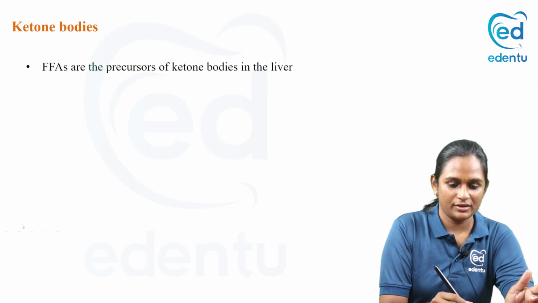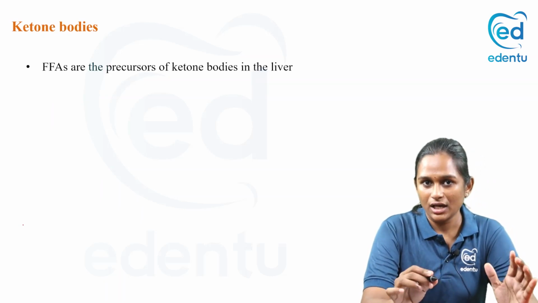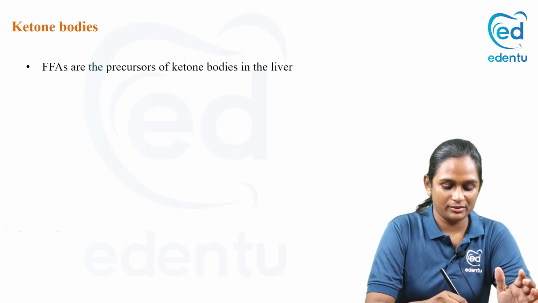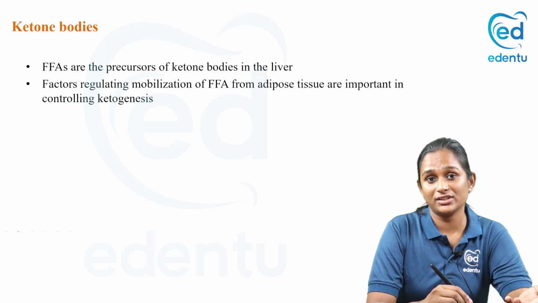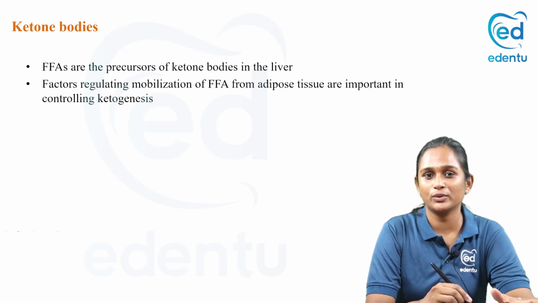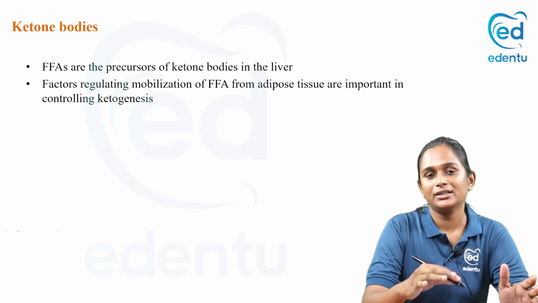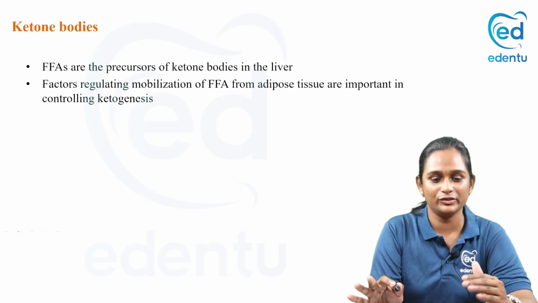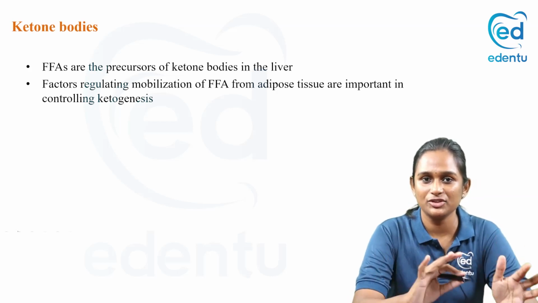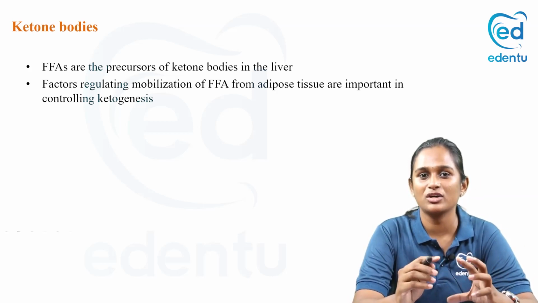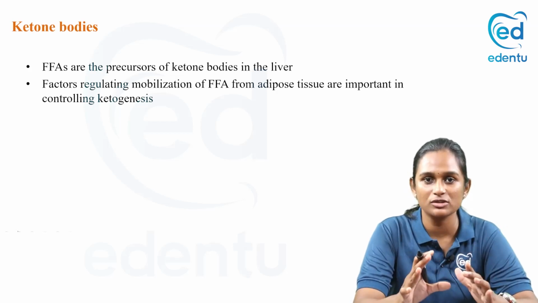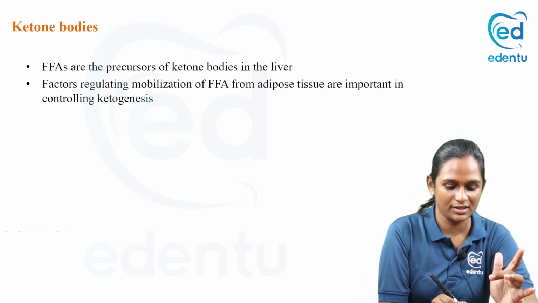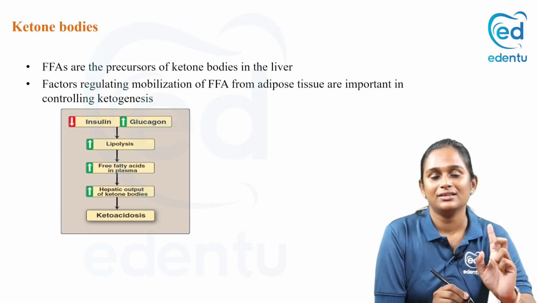Free fatty acids are the precursors of ketone bodies, because those free fatty acids are oxidized in the mitochondria and converted to acetyl CoA, and that acetyl CoA either goes to the TCA cycle or to ketone body synthesis. So anything which regulates lipolysis or generation of free fatty acids will also regulate ketone body synthesis. The main thing is the ratio.